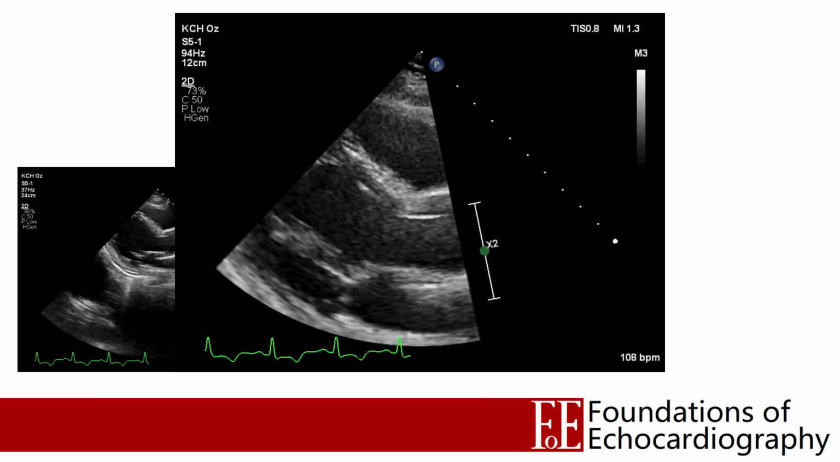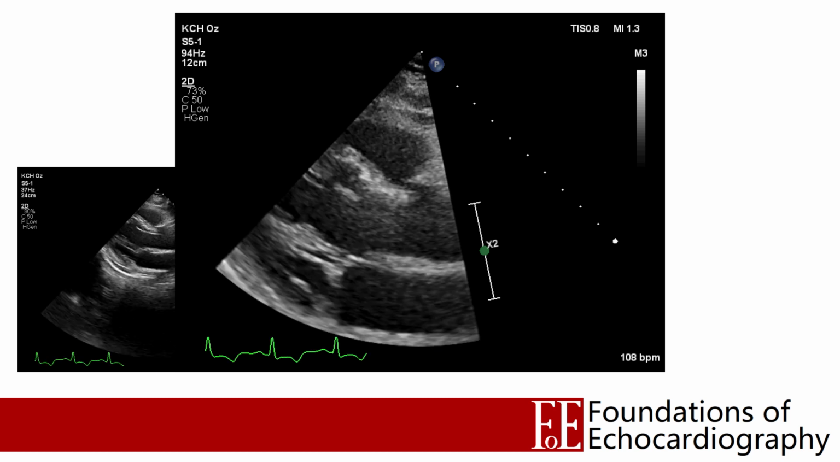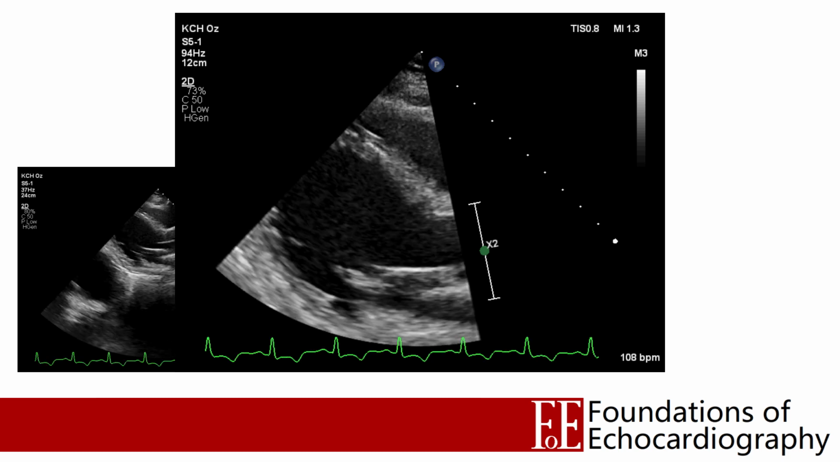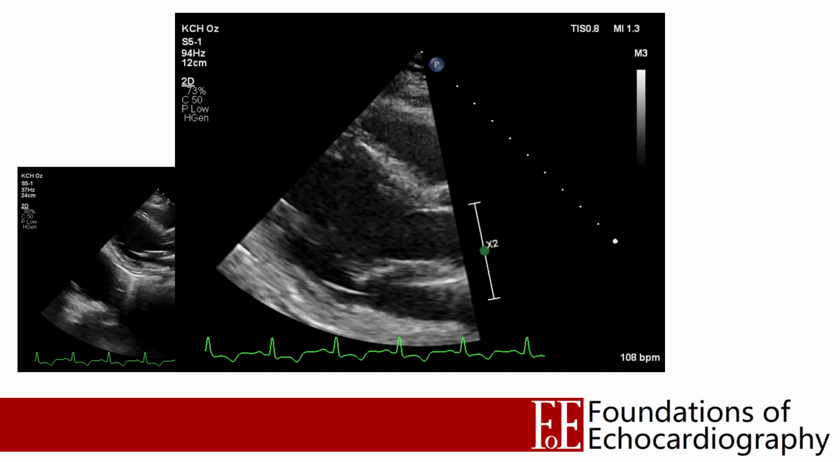The aortic valve and the aortic root are disappearing out of the right hand side of the image, and we can barely see the posterior aspect of the left atrium. And there may well be a pericardial effusion that we're missing because we just haven't made our sector deep enough.